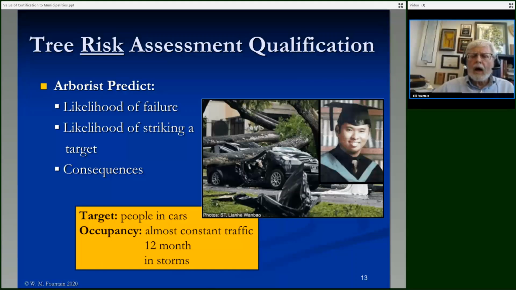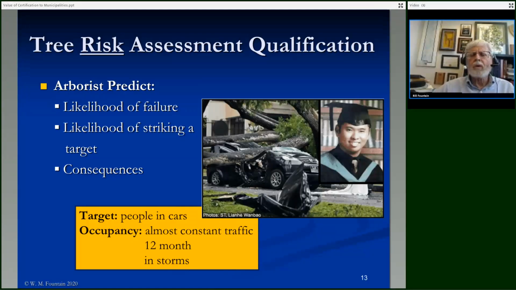And so the occupancy rate of this particular roadway was fairly high. For the individual passing through, it was bad luck. He happened to be the individual that the tree fell and hit, and it did fall in the middle of a storm. We're not afraid as human beings to drive in a storm.